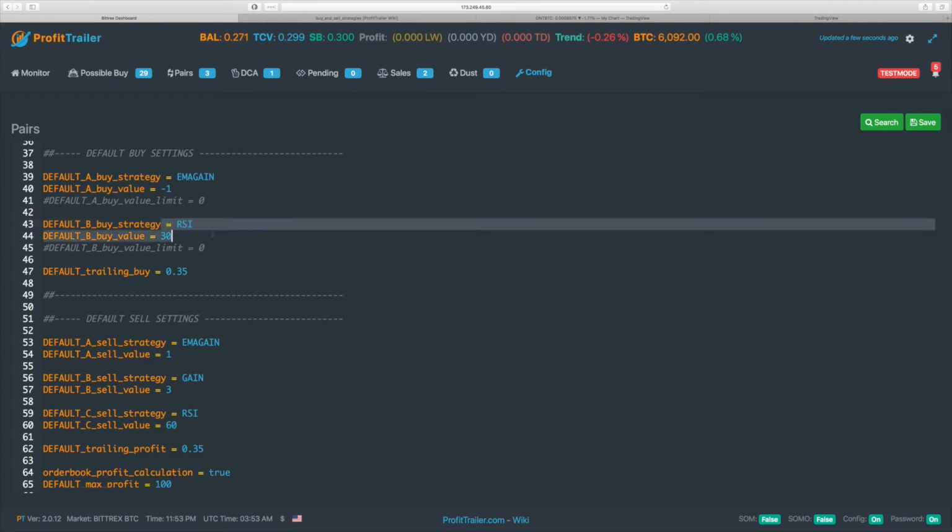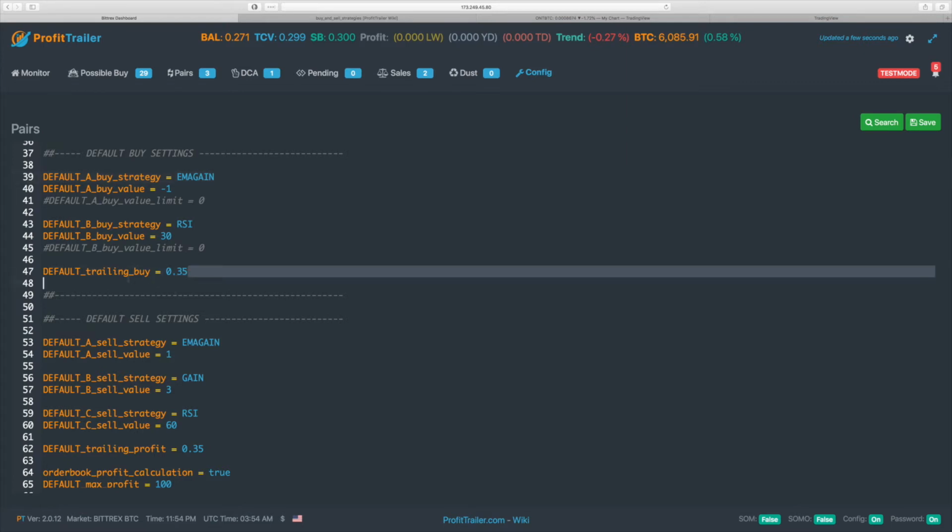I also have it coupled with RSI, mainly because I find that the EMA gain works a lot better when you couple it with another buy strategy. A couple of my favorites to pair it with would be RSI or stochastic oscillator, or both, to give a better confirmation for my buying. EMA gain can work fairly well on its own as well. I mean, I know of several traders who do use it on its own. It's just if you want it to buy more specifically, then add another buy strategy in there, and that'll narrow down your buying range. I do also set my trailing buy.